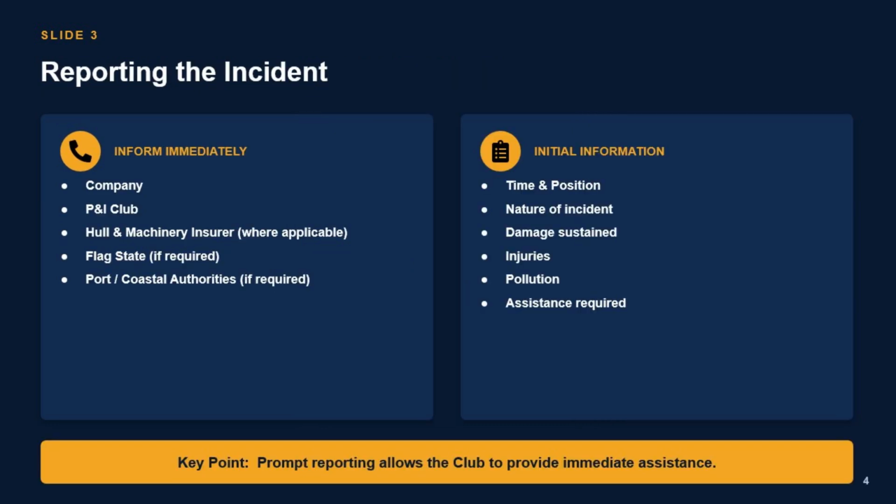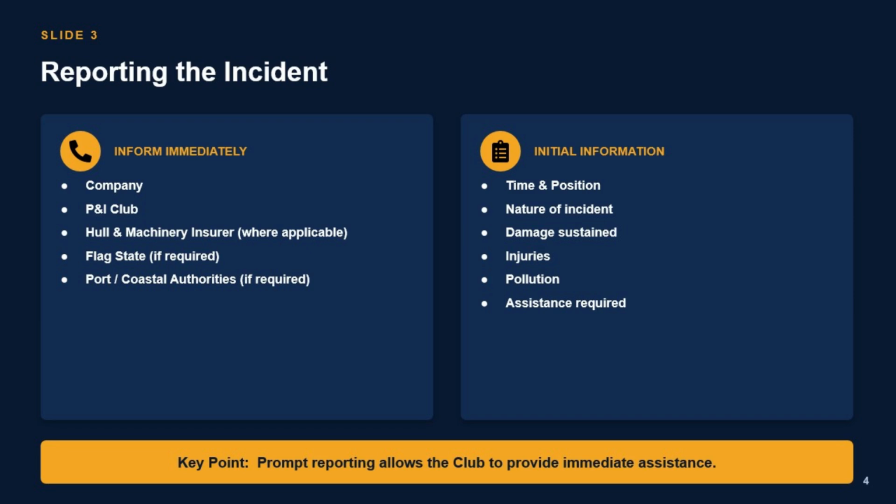Slide 4. Reporting the incident. After the emergency has been brought under control, the next step is prompt reporting. The company should always be informed immediately. Depending on the nature of the incident, the P&I club, hull and machinery insurers, flag state, port authority, or coastal state may also need to be notified. The initial report should include the ship's position, the time of the incident, what happened, the extent of damage, any injuries, pollution, and the actions already taken by the crew.